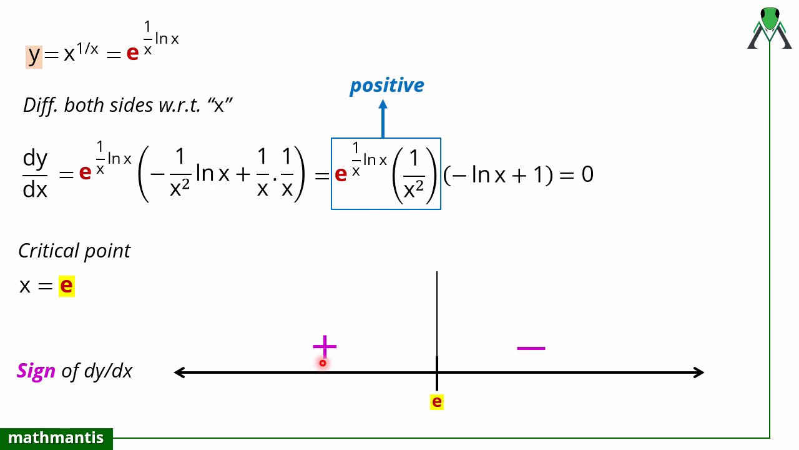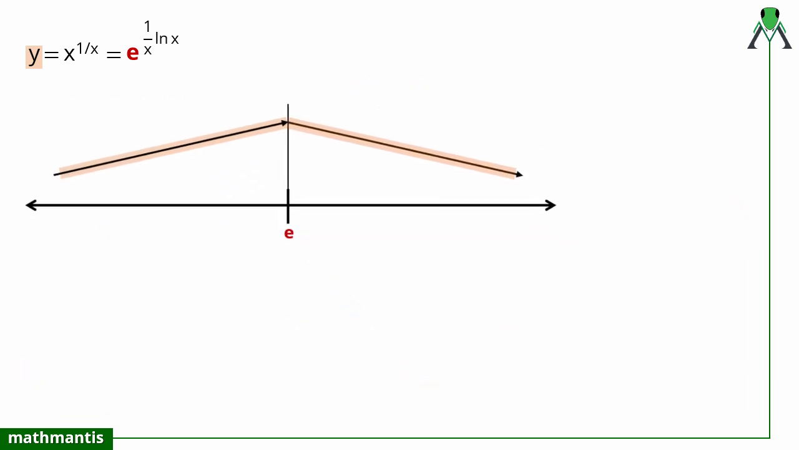If the derivative sign is positive, we can say that from here till e, the value of y is always increasing. So this is how we represent that value. And after the value of x equal to e, the value of y will always decrease. So now this is the behavior of function y. Now let's move on to the next and the final step.